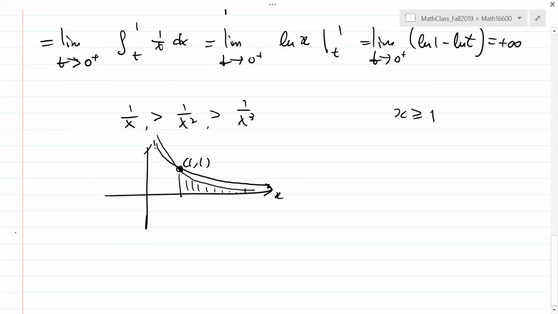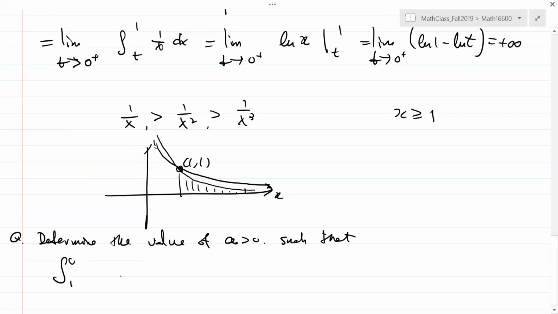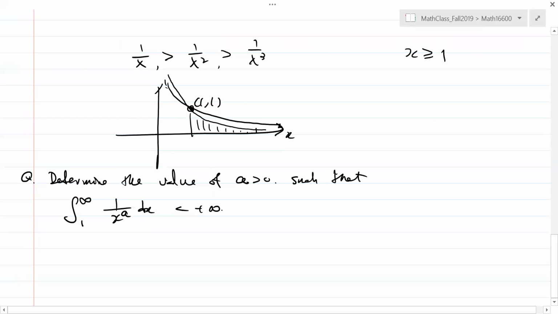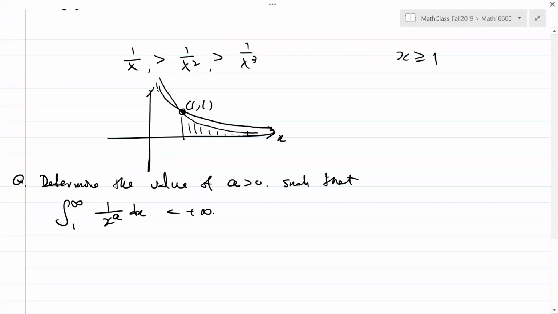So the next question is: determine the values of a such that the integral from 1 to infinity of 1 over x to the a, dx, is finite. That's the research project. We want to figure out for what values of a this gives you a finite area of the region, although the region is still unbounded.